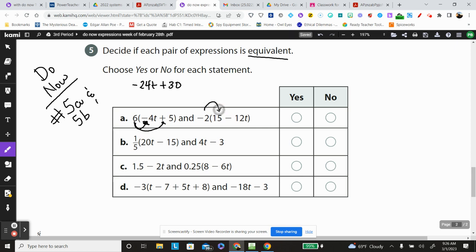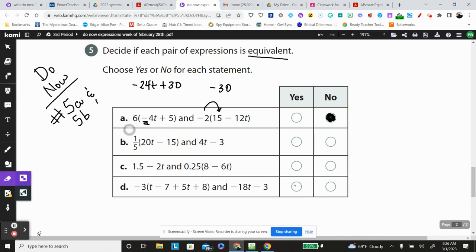What is negative 2 times 5? Negative 10, sorry. So already I can tell you that these two are not the same. Y'all don't even have to finish. All right, so let's put a note to that one.